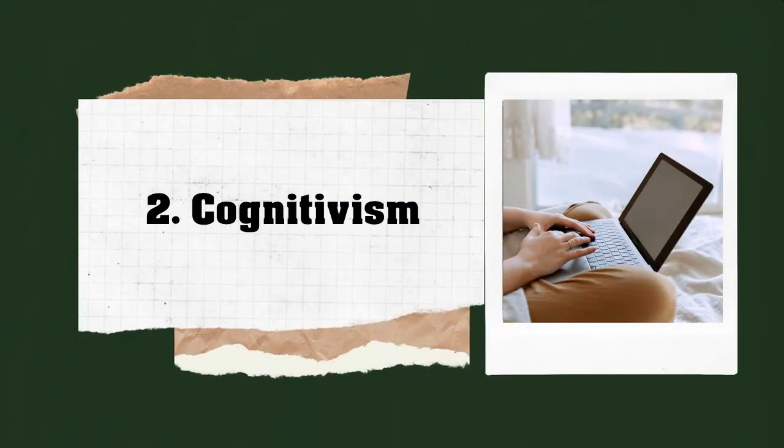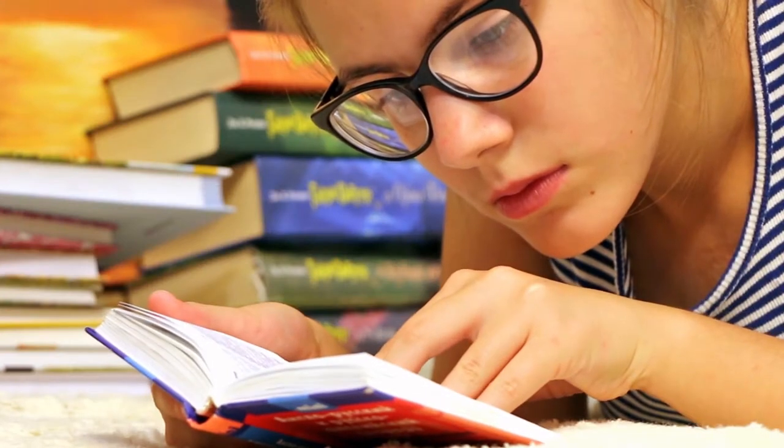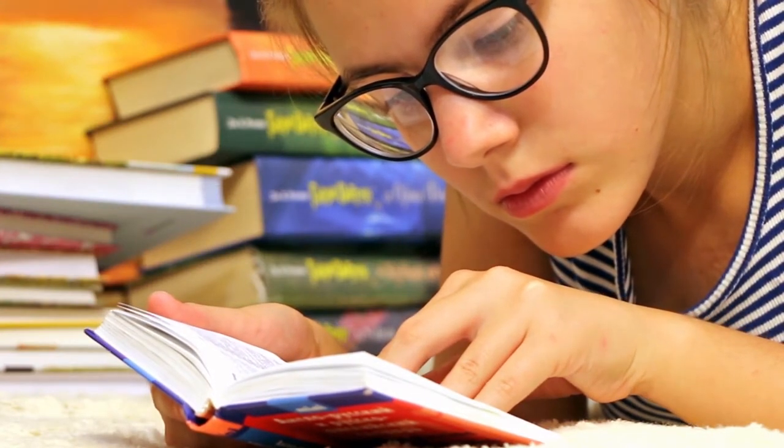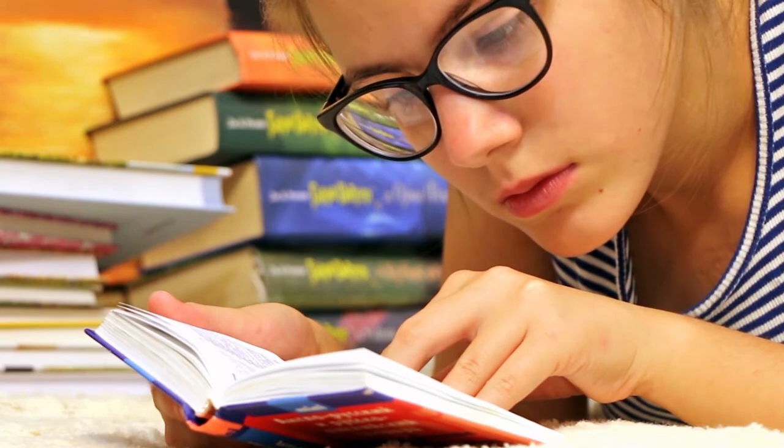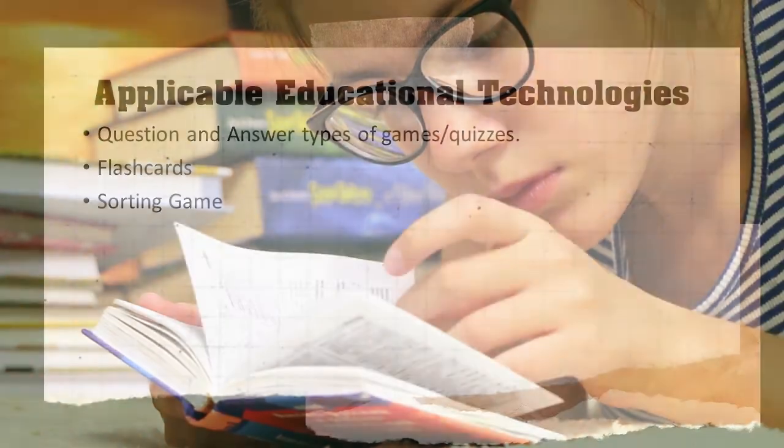Number 2, Cognitivism. In Cognitivism, the focus is on the brain. Learning is explained as a recall of stored information. Cognitivism is a learning theory developed by Jean Piaget, in which a child develops cognitive pathways in understanding and physical response to experiences. In this theory, students learn most effectively through reading texts and lecture instructions.